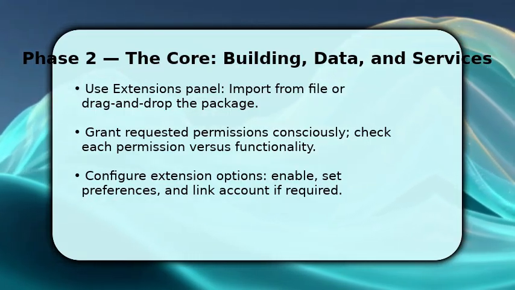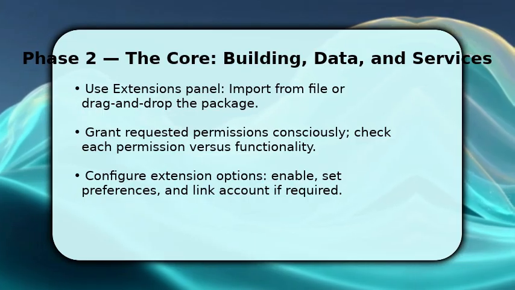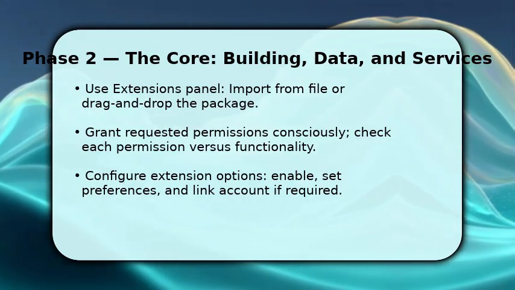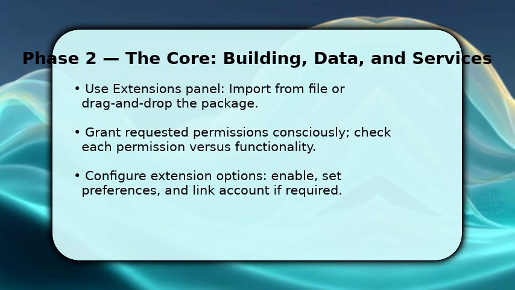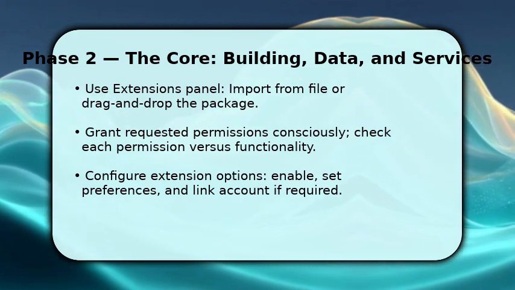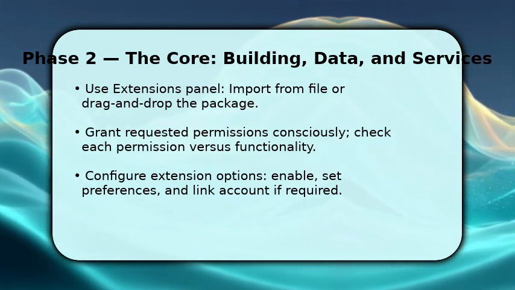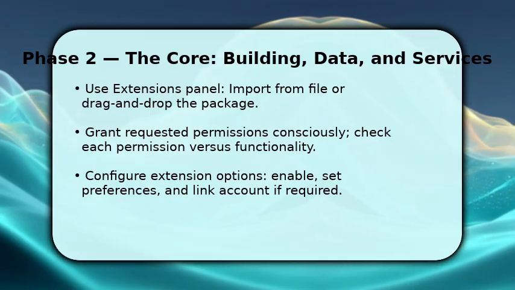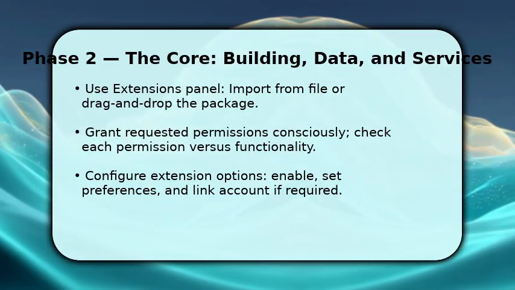Once installed, open the Extensions Options or Settings page to configure defaults. Enable features, set update frequency, and link accounts or API keys if required. Make sure background processes are allowed in Mihon's power settings so the extension runs reliably.